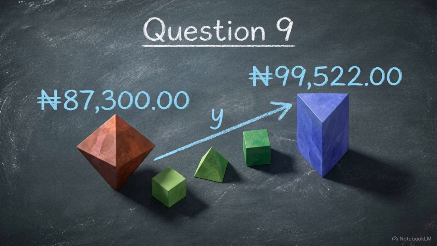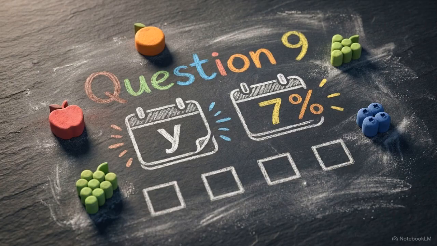It asks, it takes Y years for 87,300 naira to amount to 99,522 naira at 7% per annum simple interest. Find the value of Y. Our options are 4, 5, 2, or 3.